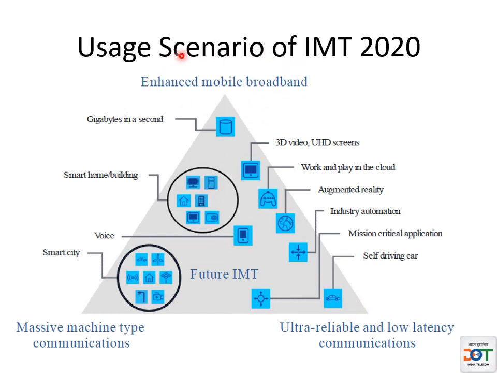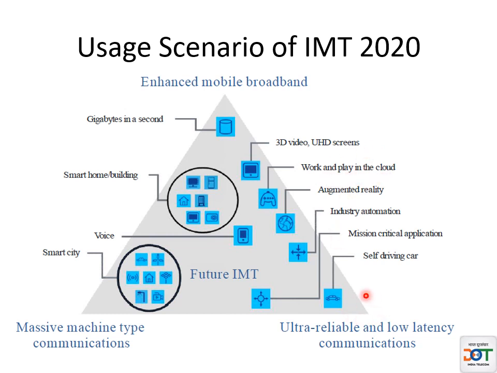If you look at the top one, it is enhanced mobile broadband, which is called eMBB. Small e, MBB is capital. So eMBB is enhanced mobile broadband, and here we talk about gigabit in a second. If you look at the current data rates and the data rates defined in IMT 2020, it is a huge difference. It has to support enhanced mobile broadband, and because of that we will be supporting 3D video, ultra high density screens, and work and play in the cloud.